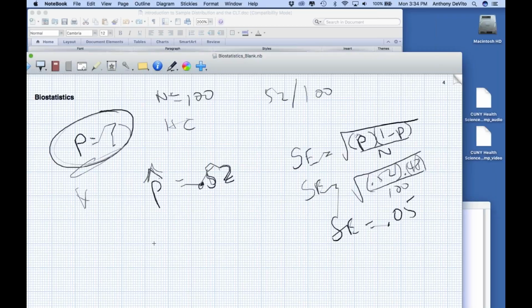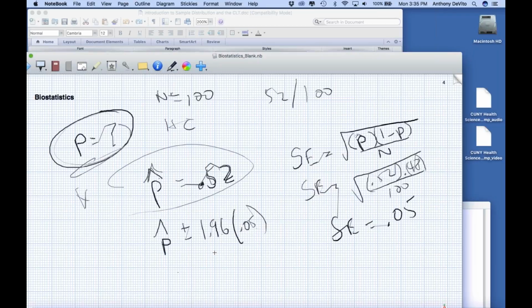So now, just like before, I know that my sample came out to 0.52. What is my confidence interval now for that proportion? It's going to be P cap plus or minus, for a 95% confidence interval, 1.96 times my standard error, which came out to be 0.05. I'm going to round this off to 2. So it's 2 times 0.05, which is 0.1.